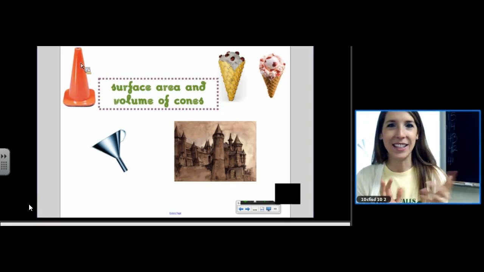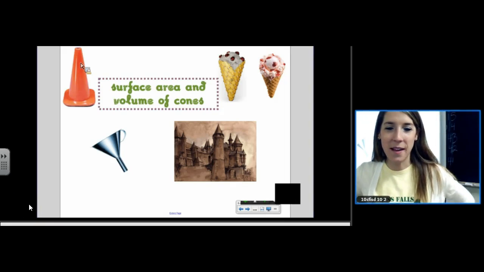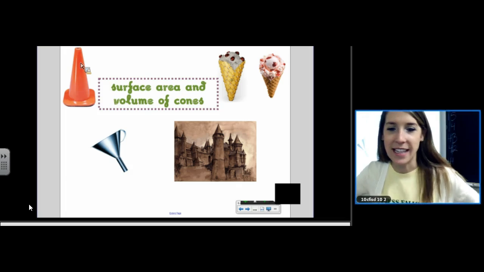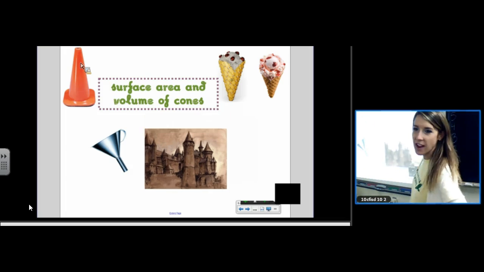Not cylinders, we did cylinders, cones, and spheres. And spheres are my very, very favorite solid in the world. What do you see here? What do you see a sketch of? Y'all talk about this all the time.